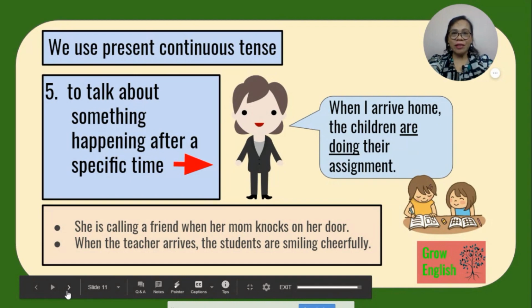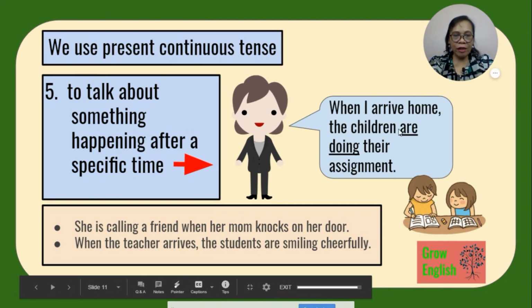We use the present continuous tense to talk about something happening after a specific time. Okay, what do I mean by this? For example, when I arrive home, the children are doing their assignment. Now, we have here the presence of a subordinate clause, when I arrive home, and the independent clause, the children are doing their assignment. So what I am talking about here is that there are two actions happening not at the same time. The one is the earlier action and the other one is the succeeding action.